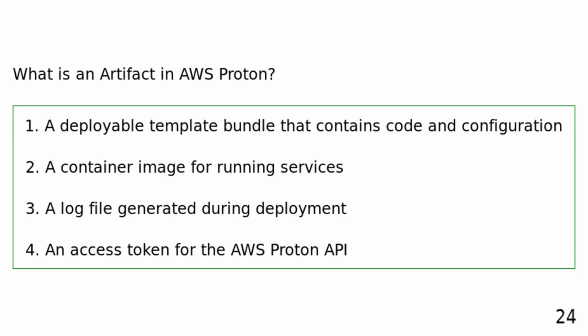What is an artifact in AWS Proton? A deployable template bundle that contains code and configuration. A container image for running services. A log file generated during deployment. An access token for the AWS Proton API.